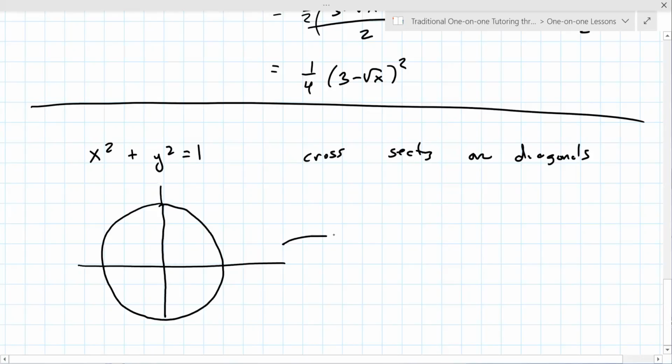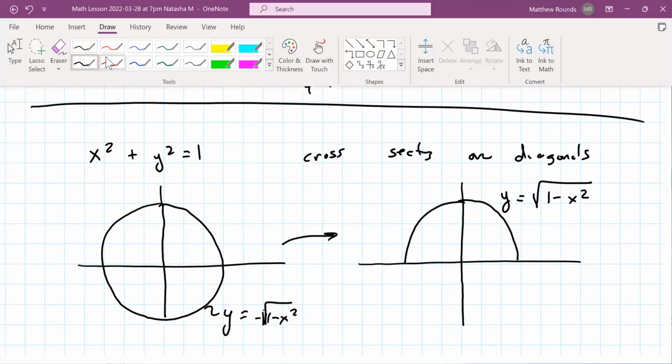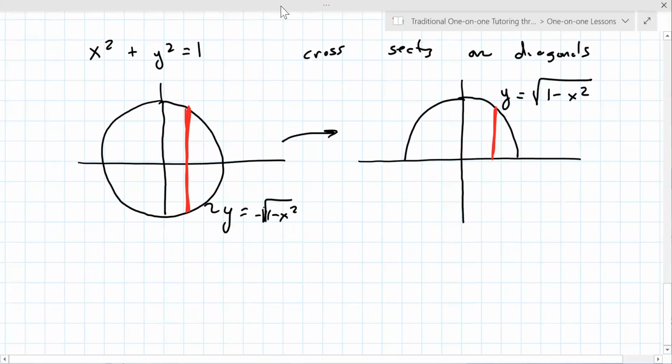I actually prefer to look at just the top half of this, which is just a minor modification of the problem, but I think sometimes there's too much going on there. So the top half is y equals square root of 1 minus x squared. And if you care, the bottom is just the negative of that. So like you said, the diagonal is here. Well, this is half the diagonal. So it's just an extra step, but I find it's sometimes a little more useful.